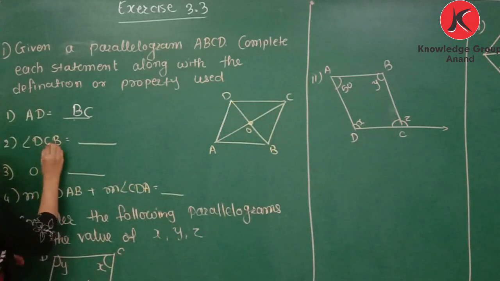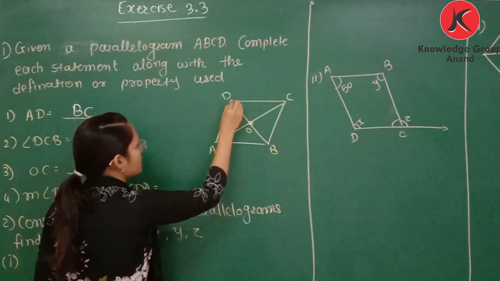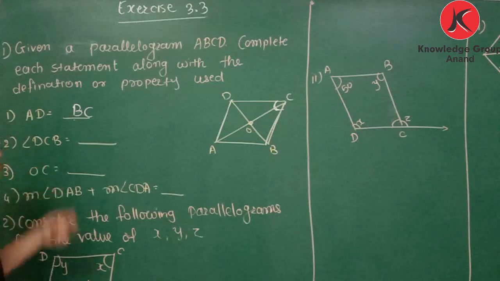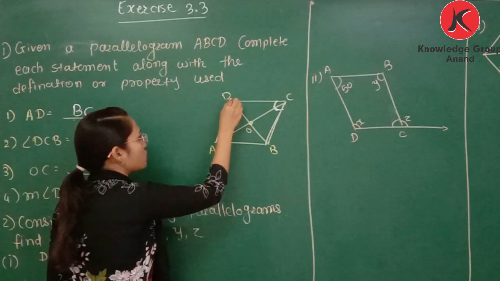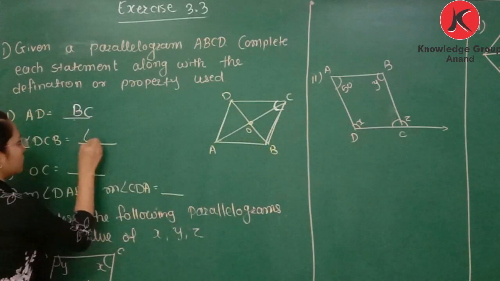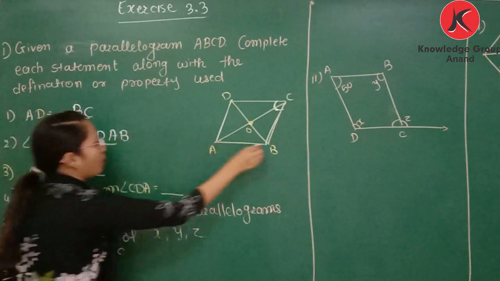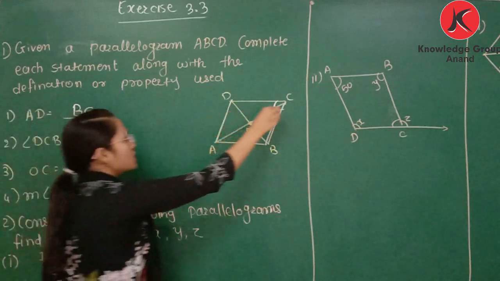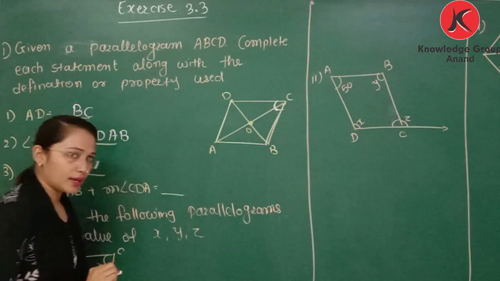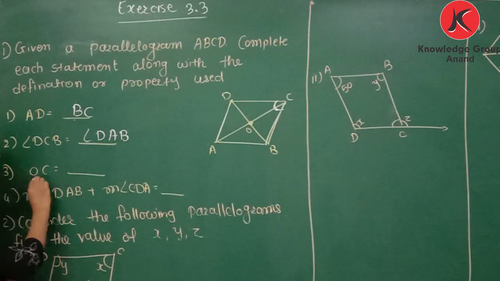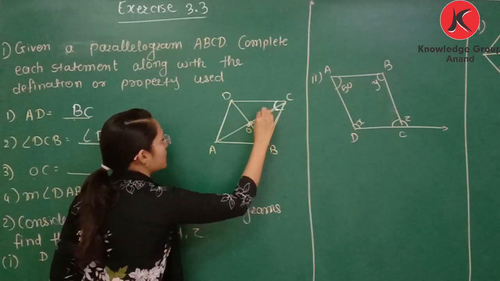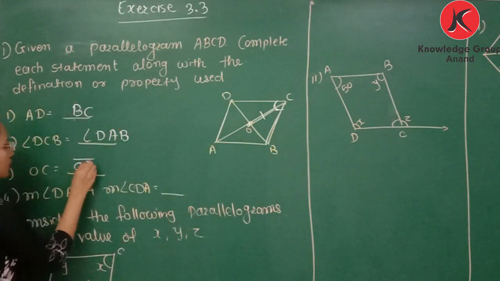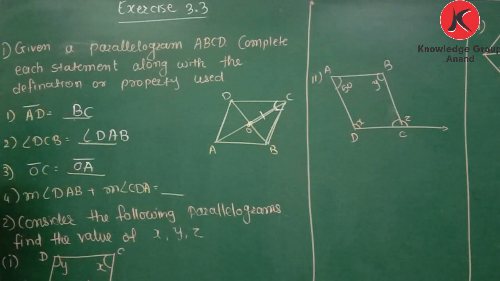Next, angle DCB. Where is angle DCB? It is DCB, means this angle. It is equal to which angle? You can write DAB. But the center angle must be A. Why? Because the opposite angle of C is A. OC is equal to, here OC means this line, it is equal to OA. Reason is diagonals bisect each other.